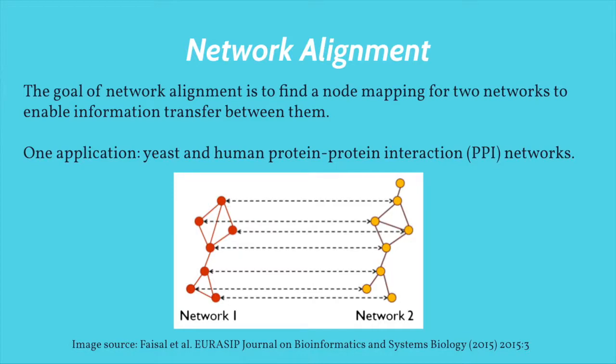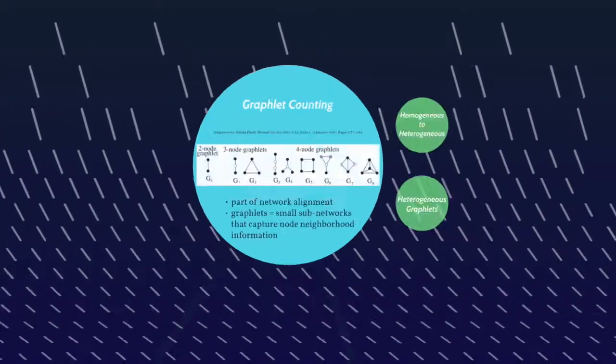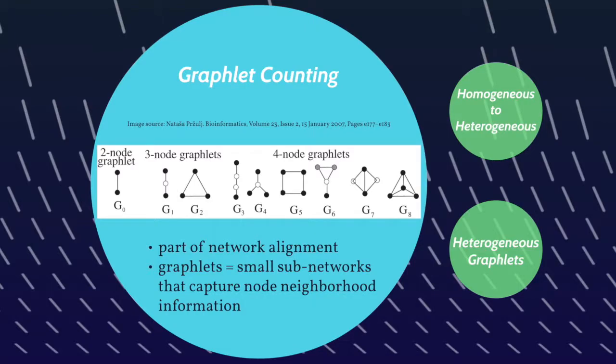This popular computational problem is called network alignment, and I worked on it this summer at the Complex Networks Lab with Professor Tijana Milenkovic and PhD student Sean Gu. The first step of network alignment is typically graphlet counting, or describing the neighborhood of each node in terms of which subnetworks it belongs to. Here are all possible 2 to 4 node graphlets.